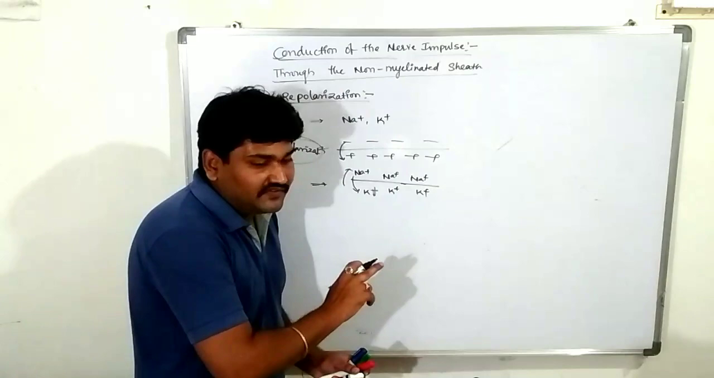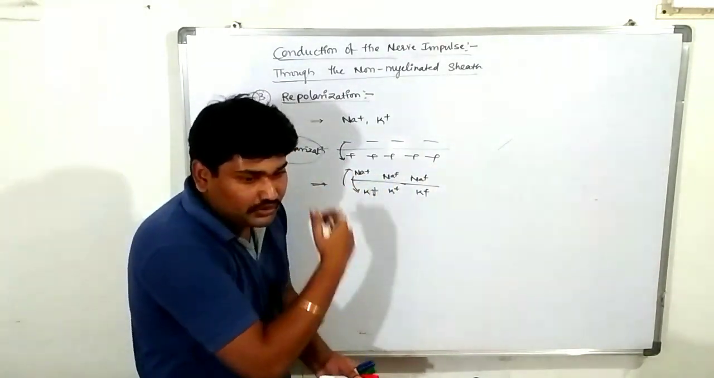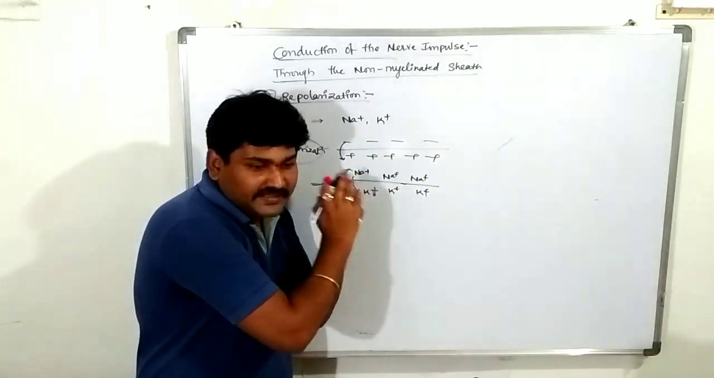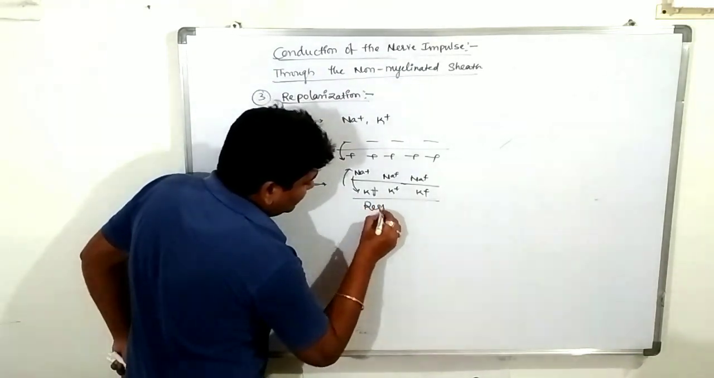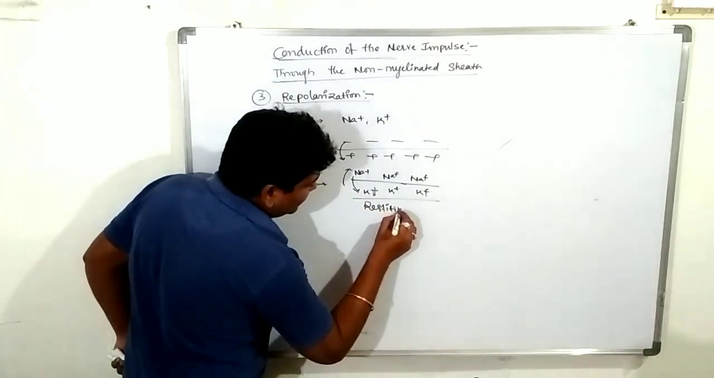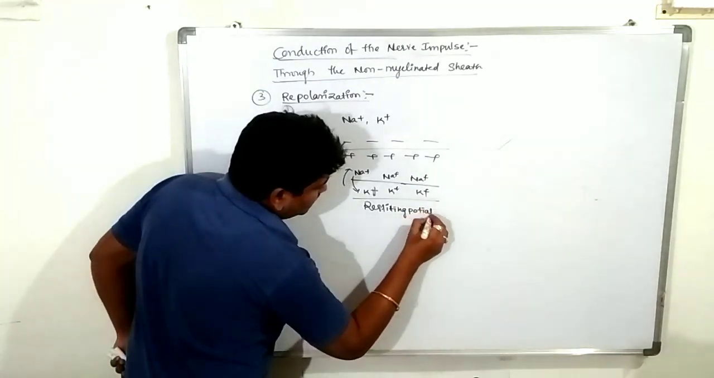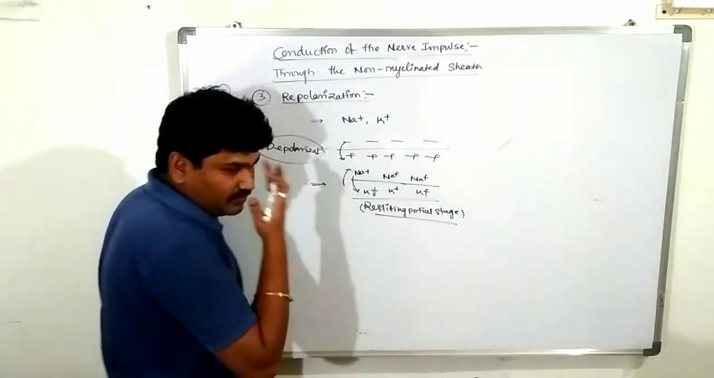So the inner surface sodium comes out to the outer surface. The outer surface potassium comes into the inner surface. So these are always shown again in the same polar region. These are shown always in the resting potential stage.